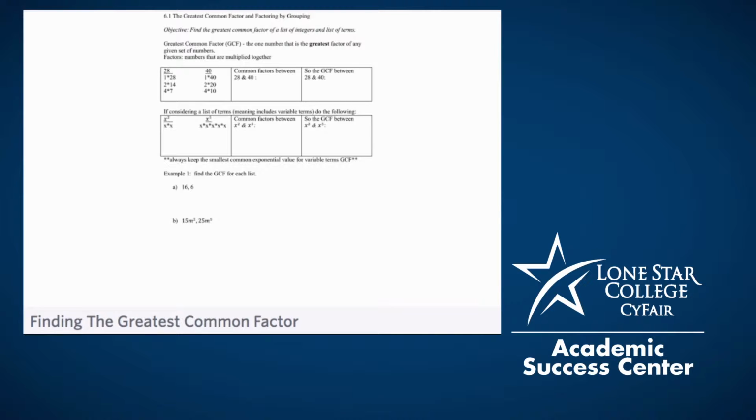And remember that factors are numbers that are multiplied together. So in the first example, in the boxes, we have 28 and 40. And if you can't see the greatest common factor just by looking at the two numbers, you can write the list of factors for each given number.